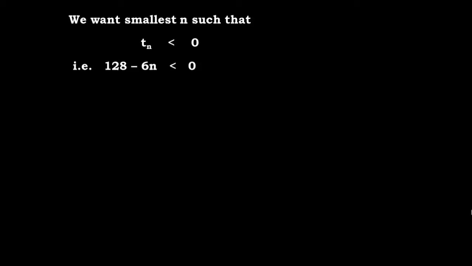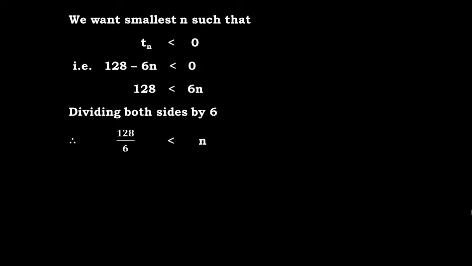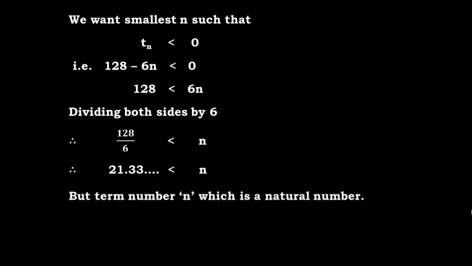So you will get 128 less than 6n. Now you can divide both the sides by 6. We will have 128 upon 6 less than n, and 128 upon 6 will become 21.333 recurring less than n. Now see, but n is the term number which will be a natural number, right? That means this n will be 22. We can consider n as 22.